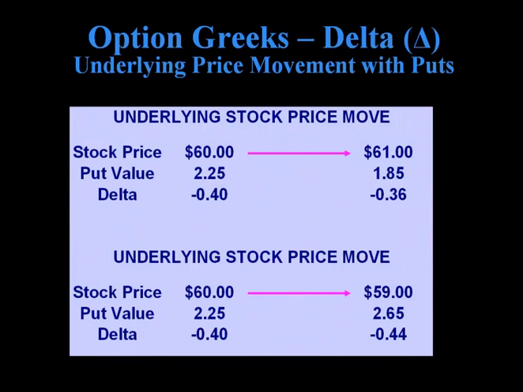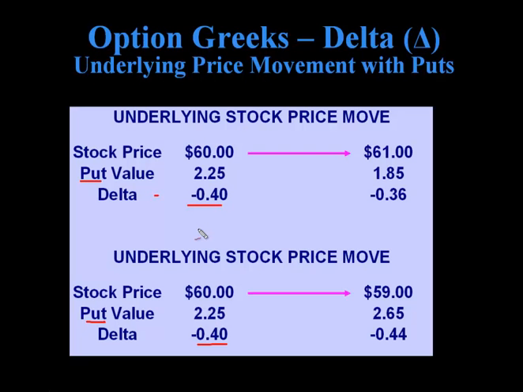Now let's look and see what happens when you use puts instead of calls. A couple of things I want to point out. First of all, with a put, notice that the delta is negative here. It's not positive. All right, showing a delta that's negative. So with puts, delta is negative. With calls, delta is positive.